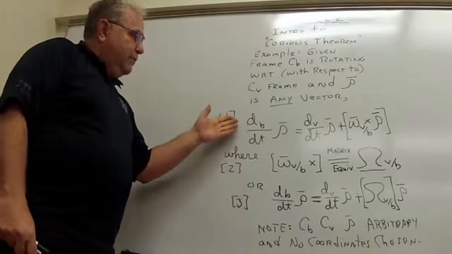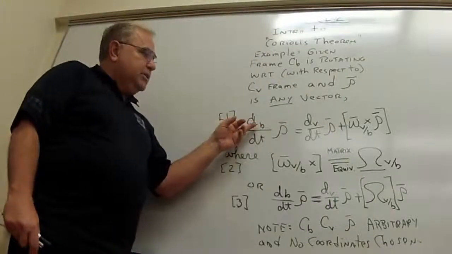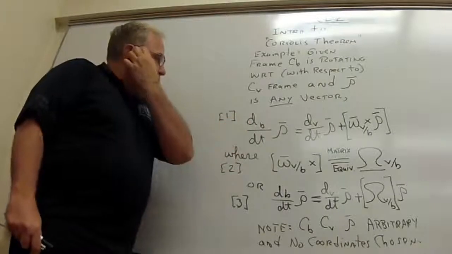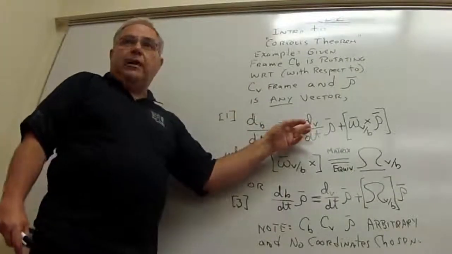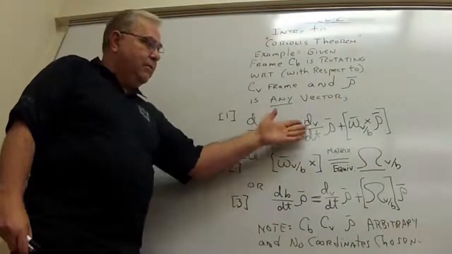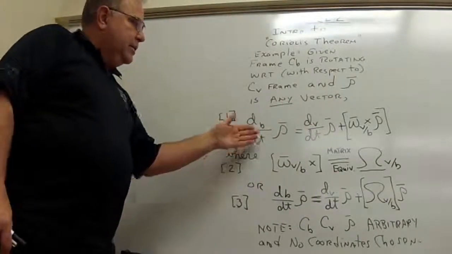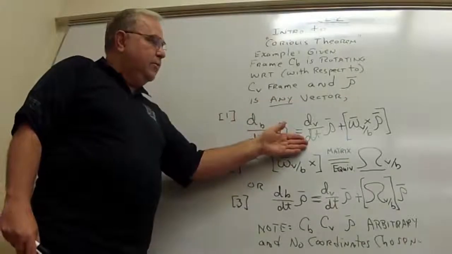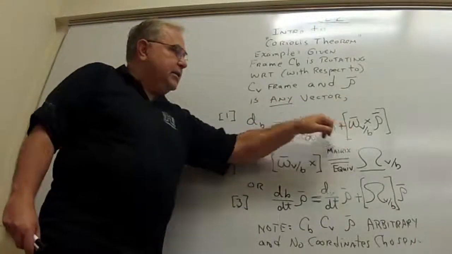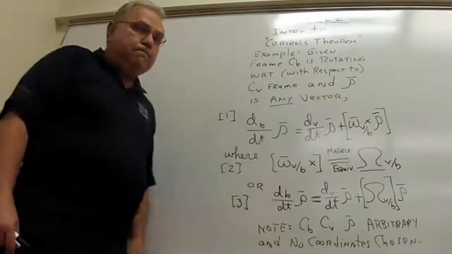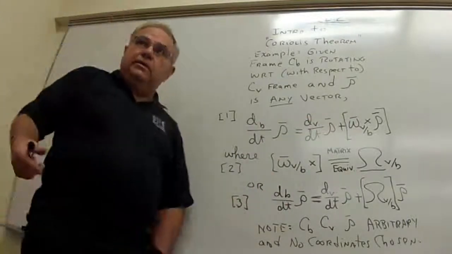So if you have the rate of change of rho and you want to see what it looks like from the cockpit, if the B is the pilot, and you want to see what it looks like looking northeast down on the E frame or the B frame, then you need to use this formula. dB dt rho equals dV dt rho plus the angular velocity of the V frame with respect to the B frame crossed into rho. Now we don't use the cross product in this course.